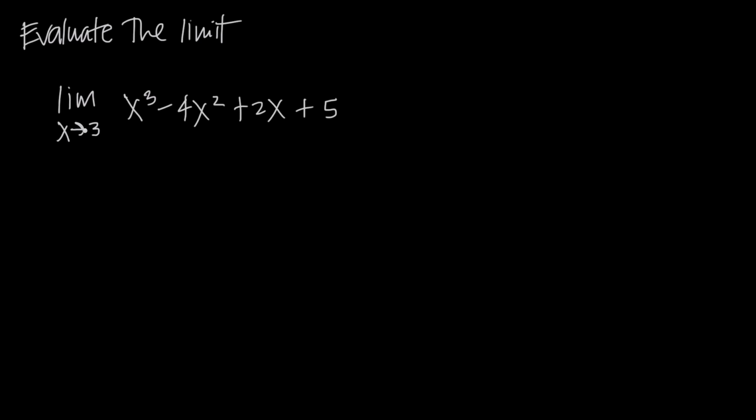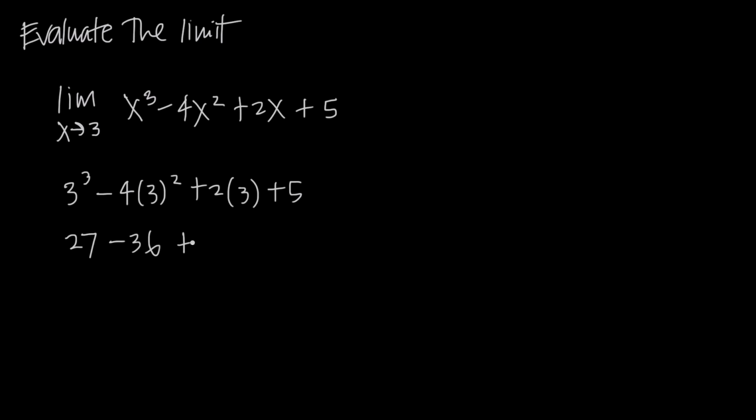So we're saying the limit as x approaches 3. Once we plug in 3, this goes away, so we're just going to get 3 cubed minus 4 times 3 squared plus 2 times 3 plus 5. 3 cubed is going to give us 27. 3 squared is 9. 9 times 4 is 36, so we end up with a minus 36. 2 times 3 is 6, so we get plus 6, and then plus 5.